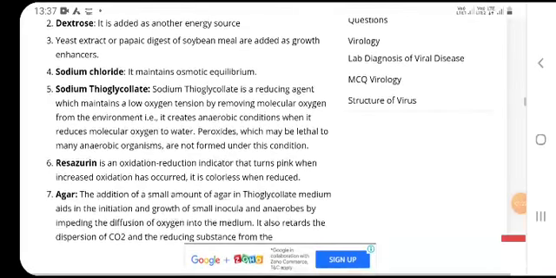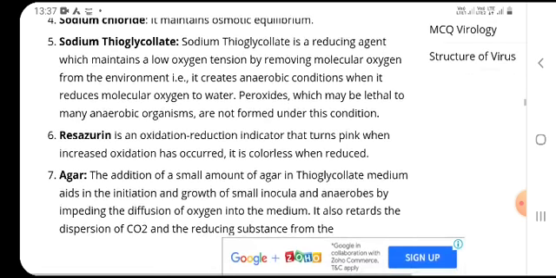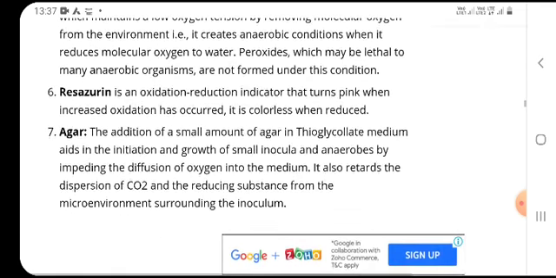Then this is one of the principal components present in this medium, that is sodium thioglycolate. It is a reducing agent which maintains a low oxygen tension by removing molecular oxygen from the medium. So it is responsible for creating the anaerobic conditions by converting it into water. So oxygen is converted to H2O.